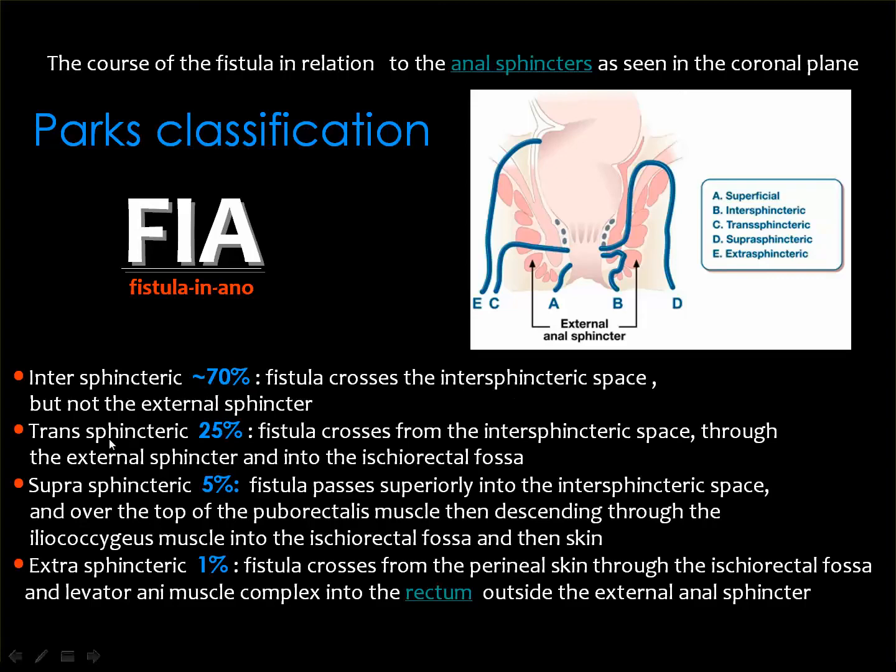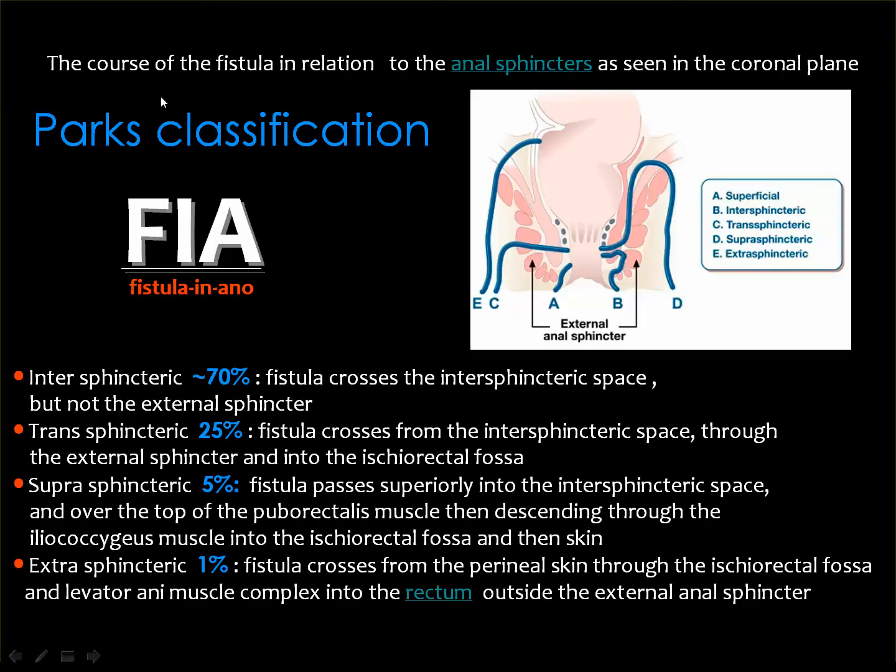Then the transsphincteric, which is less common, and this is the fistula which goes across the internal and the external sphincter to the ischiorectal fossa. This one goes across the internal sphincter and the external sphincter to the adjacent ischiorectal or ischioanal fossa.